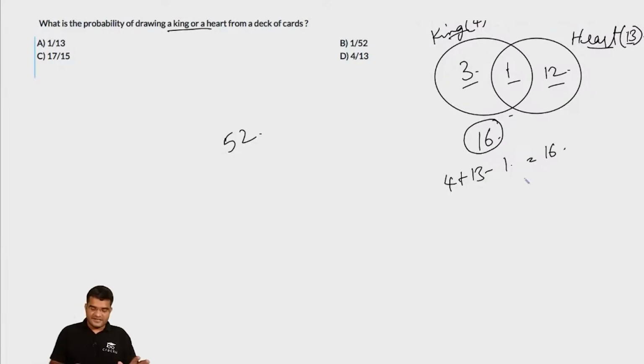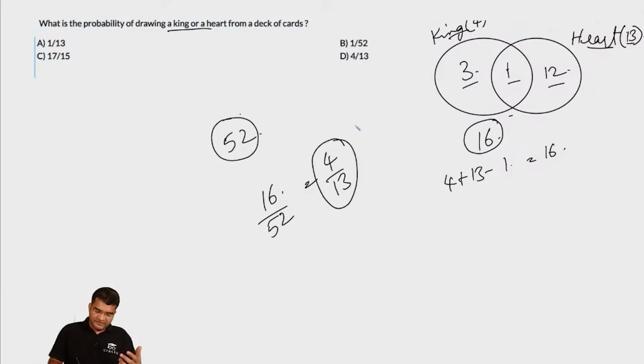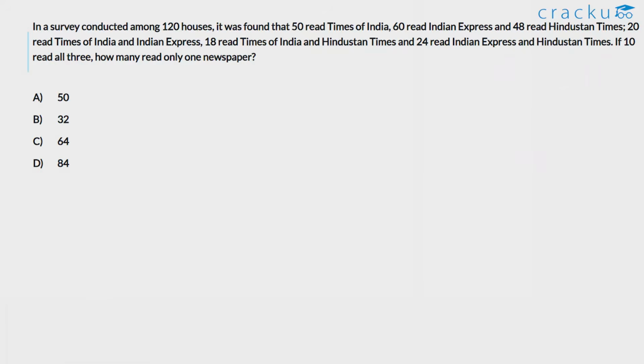And the total number of cards in a deck is 52. So, what is the required probability? It will be 16 divided by 52, which is equal to 4 divided by 13. So, the required probability is option D, which is 4 by 13.